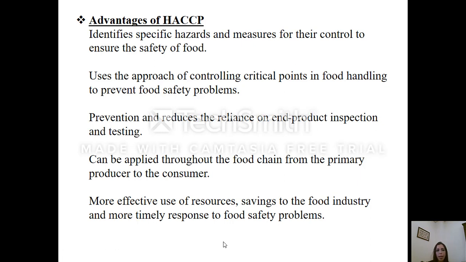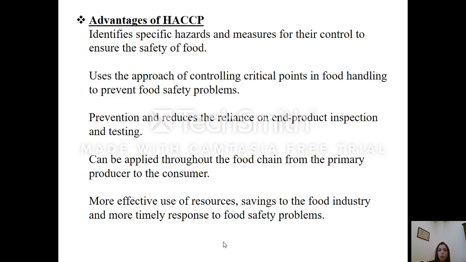Additionally, the HACCP system has more advantages. For example, using the approach of controlling the critical control points to prevent food safety problems, to reduce the reliance on end product inspection, and basically to use a traceability system to go back in the process from the raw materials to check the point of problem occurrence.